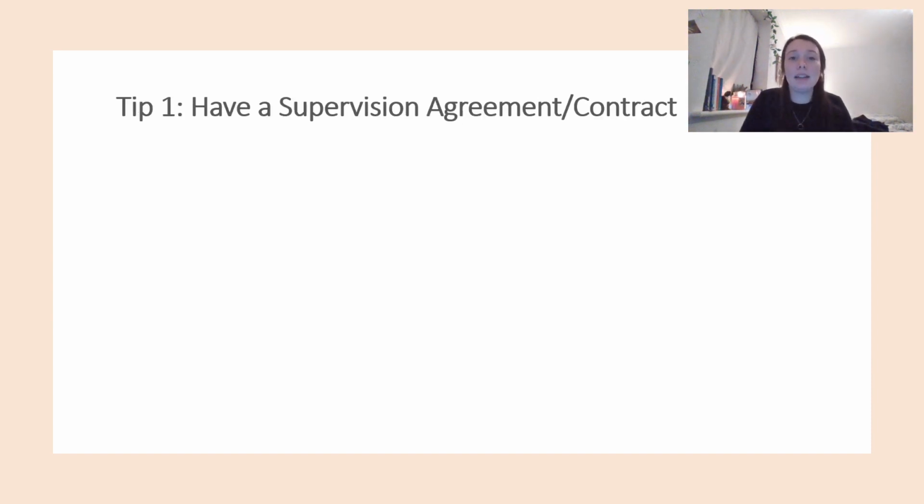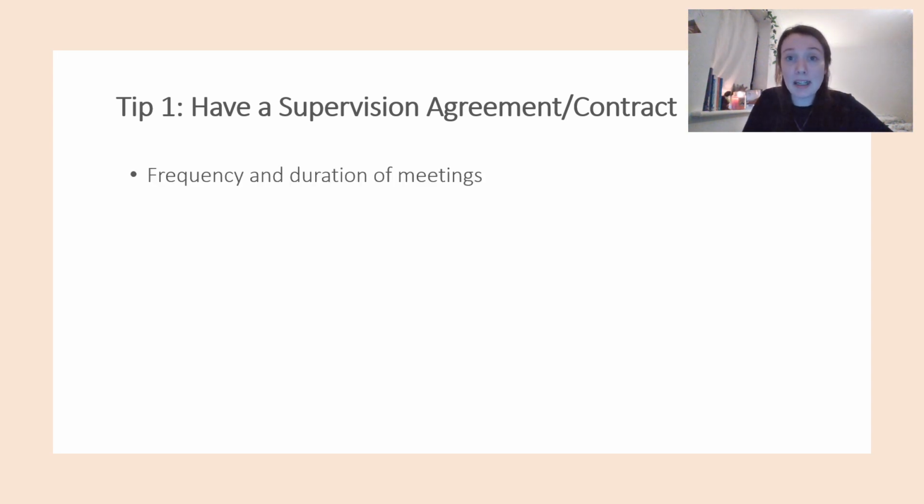Tip 1, have a supervision agreement or contract. This sounds really formal and really fancy again, but essentially you want to have a discussion even about frequency and duration of meetings. How often are they going to be? How long are they going to be? Are we going to do it on Teams? Are we going to meet face to face? You need to have a discussion about that, really, so you both understand what the expectations are.